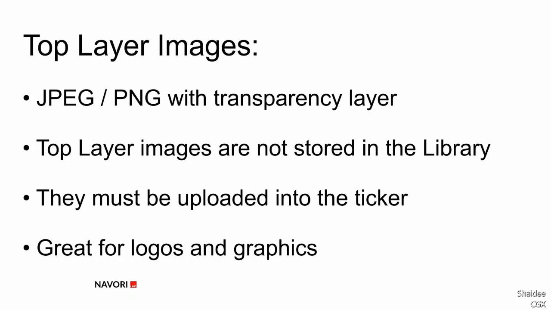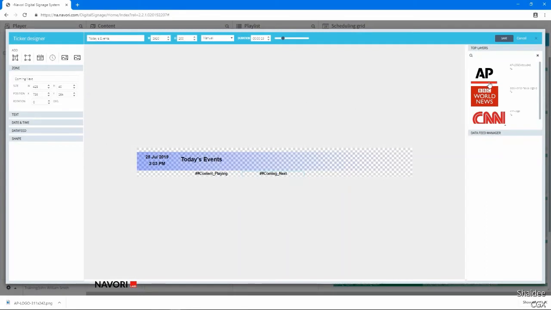These images must be imported into the ticker designer, just like background images. They aren't retrieved from the content library. However, images that were previously added using the template designer will appear in the list. You can use a top layer image to add a company logo or graphics with transparent areas to dress up your layout. Let's start by adding a PNG file to our list.